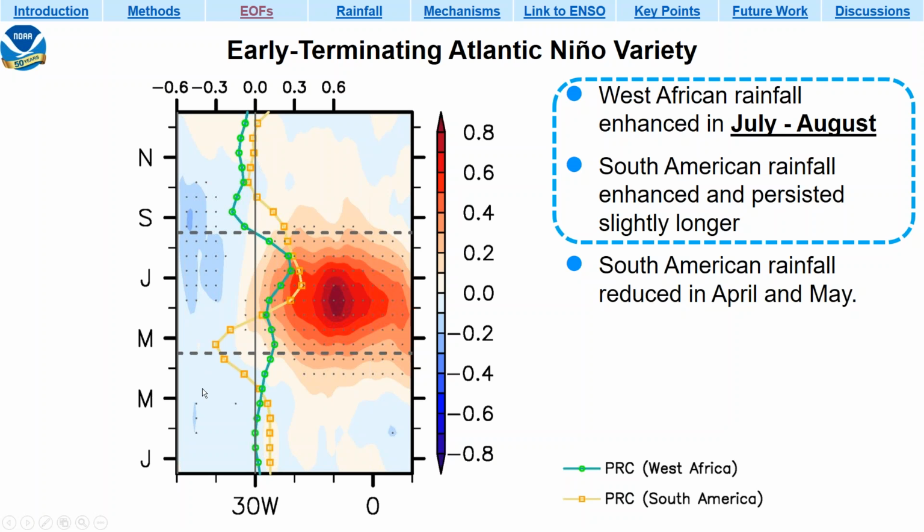However, if you look into the rainfall over the South American region, there is a big reduction in April and May, which definitely cannot be explained by the SST anomaly. I'm going to show you and discuss later that this is really due to the preconditioning factor or external forcing factor that is driving this Atlantic Nino flavor. So there are external factors involved there.